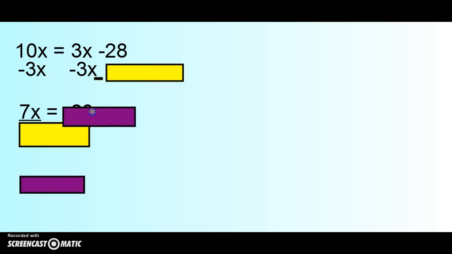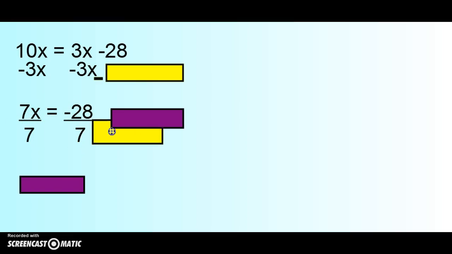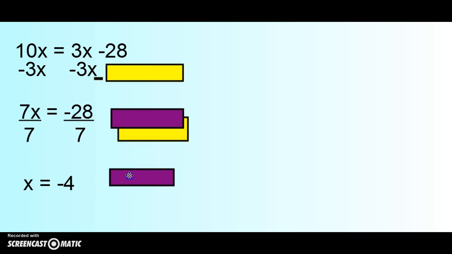So now we have 7x equals, bring down that negative 28, bring down that negative sign with it. You want to get x alone, so divide by 7. If you divide by 7 on the left, you have to divide by 7 on the right. Those 7's here would cross each other out and become a 1. So now we have just 1x equals negative 4.